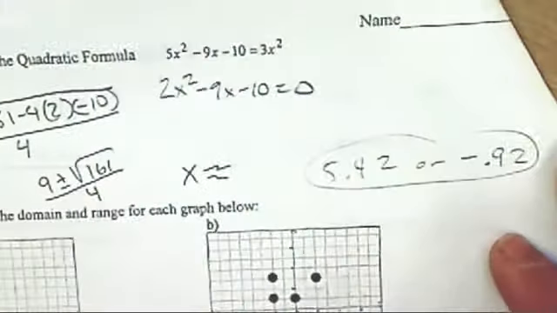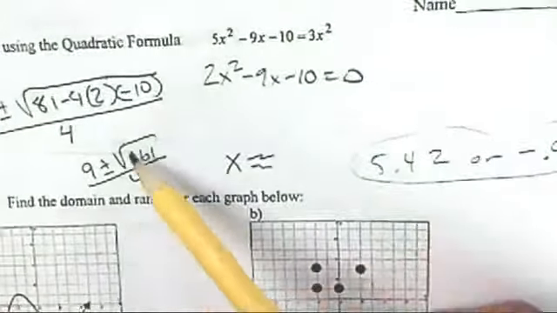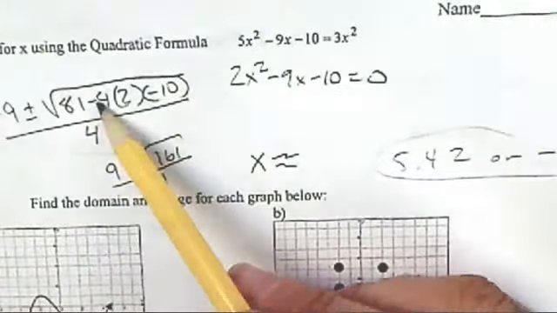Almost everybody got the quadratic formula one right. If you missed it, you didn't notice the negative times the negative.